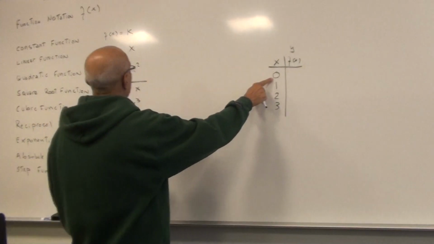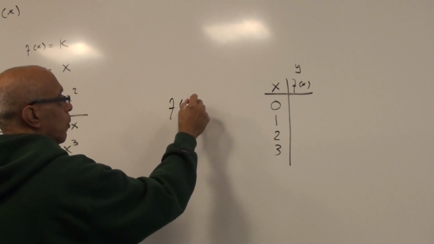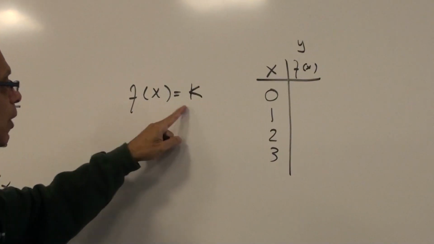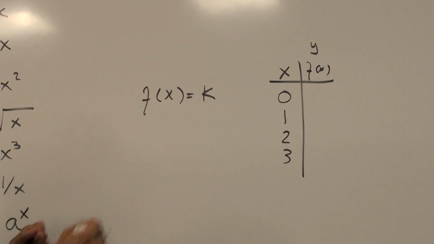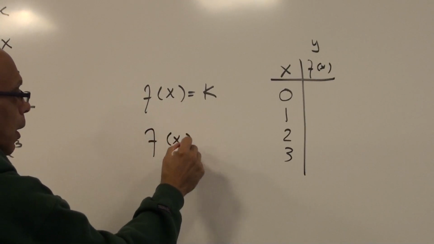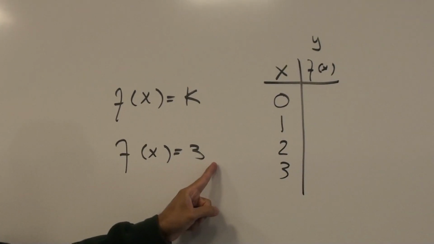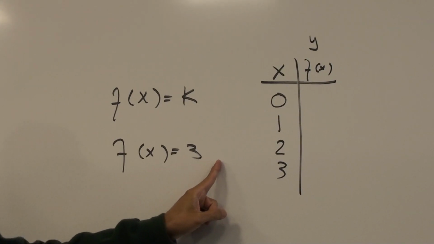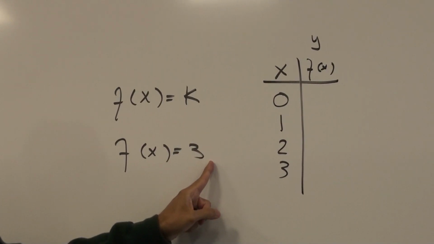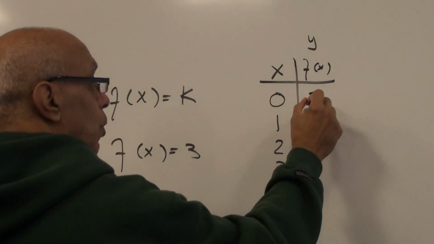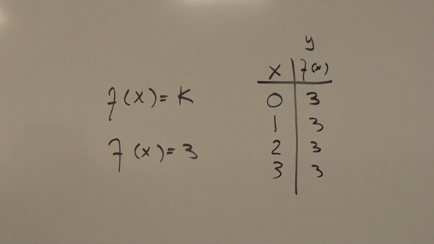For instance, if x is 0 on a constant function. The constant function, an example would be f of x equals k. K is any number, right? For instance, it could be f of x is 3. So what's going to happen? Is there any variable on this side? No, right? There is no variable here. So when x is 0, it's not going to change the value of the function, so it's going to be 3. When it's 1, it's 3, 3, 3. So it's always 3.